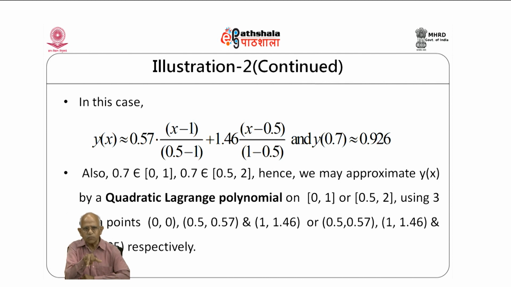Again we can observe that 0.7 also lies in the intervals 0 to 1 and 0.5 to 2. Now in both these intervals we have three data values given to us: at 0, 0.5 and 1 in one case, and 0.5, 1 and 2 in the other. So there are three values everywhere, and hence we may approximate y(x) by a quadratic, that is, second degree Lagrange polynomial, on the interval 0 to 1 as well as on the interval 0.5 to 2, using in the first case three data points 0 comma 0, 0.5 comma 0.57, 1 comma 1.46, and in the second case the points 0.5 comma 0.57, 1 comma 1.46 and 2 comma 5.05 respectively.